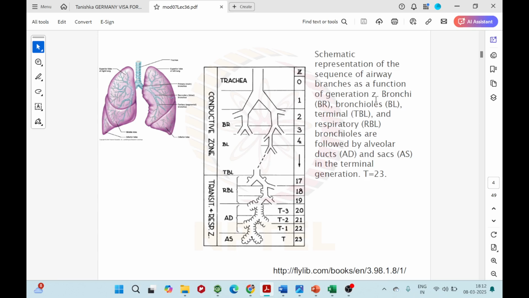So Z is the initial point, then we have the bronchi here. Then we have the bronchioles, and then the terminal bronchioles and the respiratory bronchioles, followed by the alveolar ducts. Here the alveolar ducts start, and at the end we have the alveolar sacs.